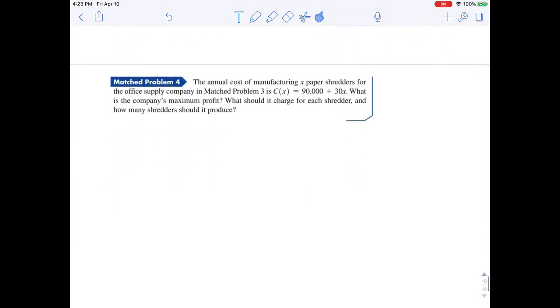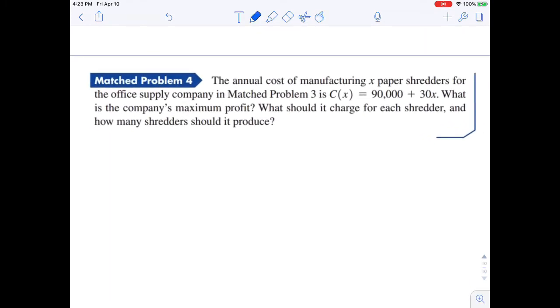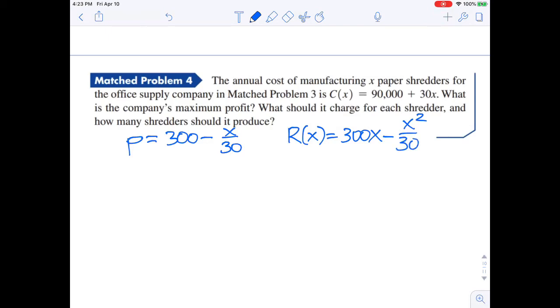Okay, so you have the same type of problem. I'm going to give you, there's your cost function, just so you have it in case you didn't have it written down. Price is, and the revenue that you should have used, and again, maximum profit and what should you charge, how many.